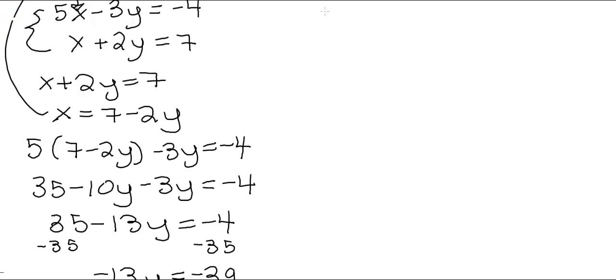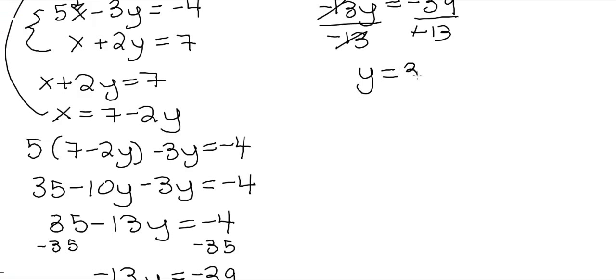Okay, so now let's finish this. We have negative 13y equals negative 39. If we divide both sides by negative 13, the negative 13's cancel out. Our negatives on the other side cancel out. And 39 divided by 13 is just 3. So we get y equals 3.